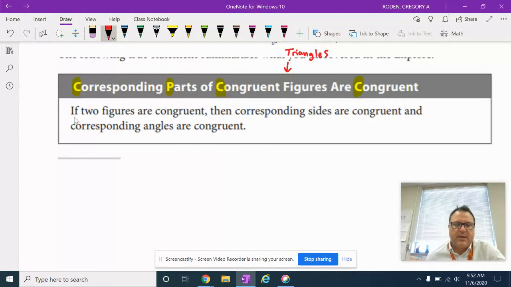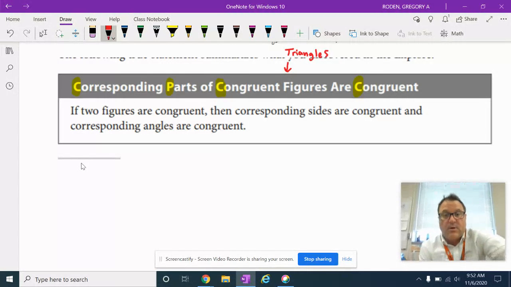All right, so copy this down. Pause me now and copy this. This is huge stuff. You need to know. We're going to be using this all the time, so I expect you guys to have this down and know what it means. Okay, so CPCFC today, but CPCTC from now on. If two figures are congruent, then their corresponding sides are congruent and their corresponding angles are congruent. Okay, and that's a pretty simple concept.